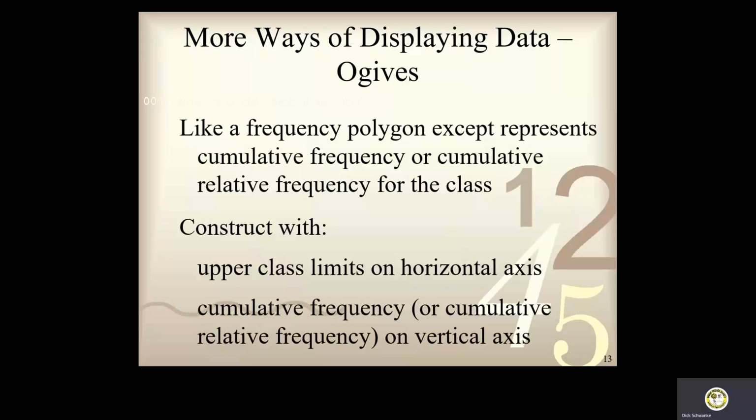We can do the ogives, which are just like the frequency polygon, except we use cumulative frequencies or cumulative relative frequencies and put the upper class limits on the horizontal and the cumulative frequencies on the vertical axis and draw it in there. So you've drawn graphs like this for many years. These just have new names, and I'm telling you what to put on the vertical and horizontal axis.